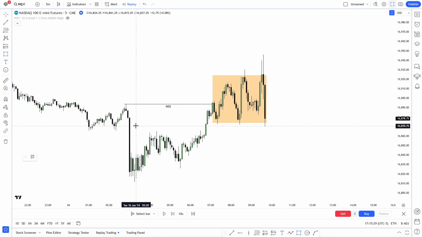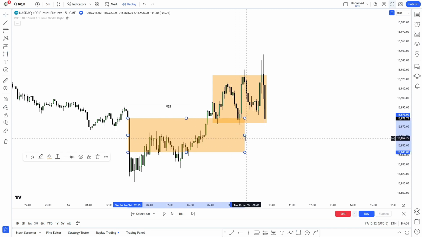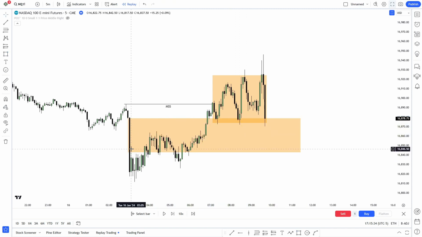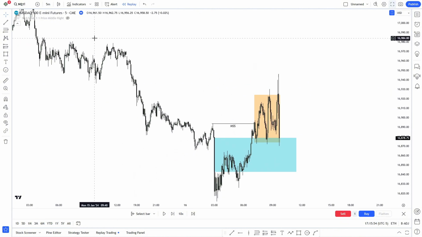But also if you guys notice, this now becomes an inversion fair value gap because we traded above it and failed to continue to go to the downside. So we'll treat this as inversion. So I've labeled this out, and this will be our inversion fair value gap that will base our long entry to target these relatively equal highs up here.